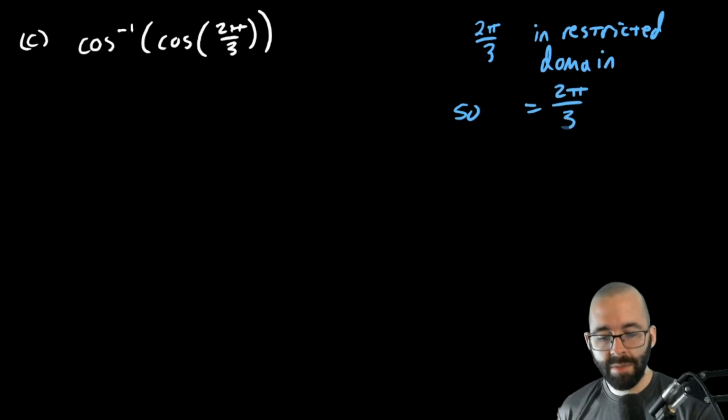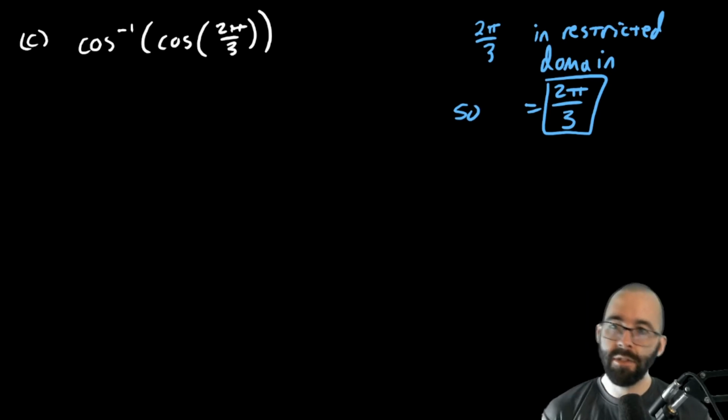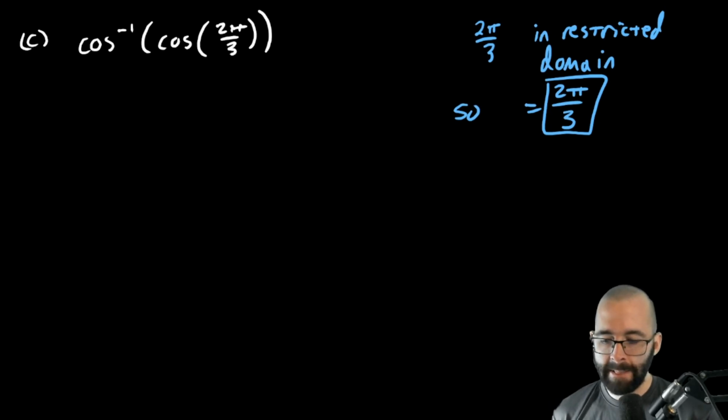Blue method says, oh, in the restricted domain, they cancel perfectly. Inverse cosine and cosine are inverse functions, because we're in the restricted domain. But the red method also works, right?